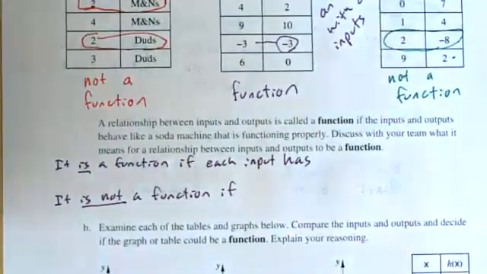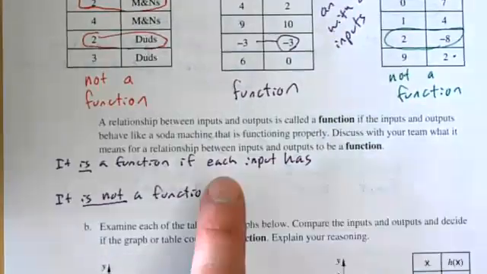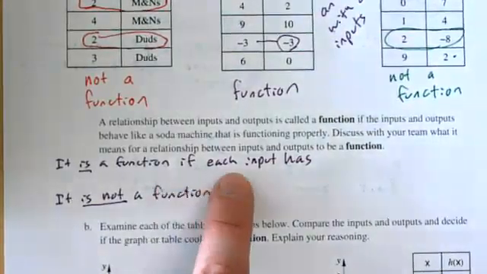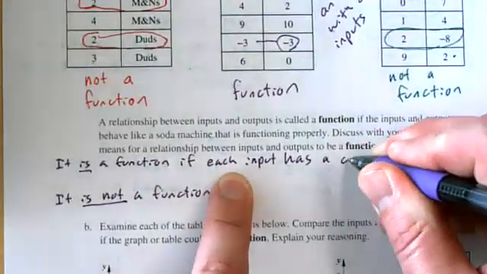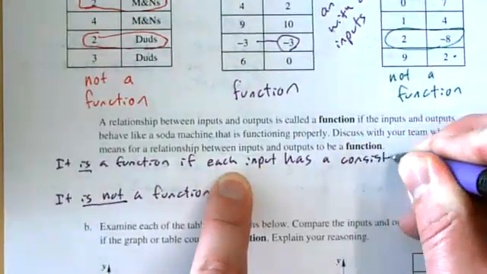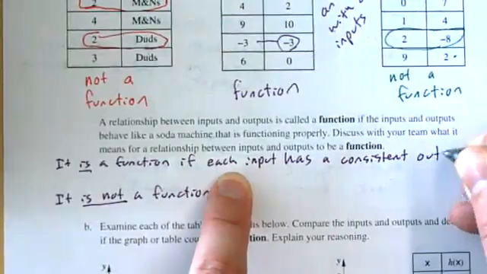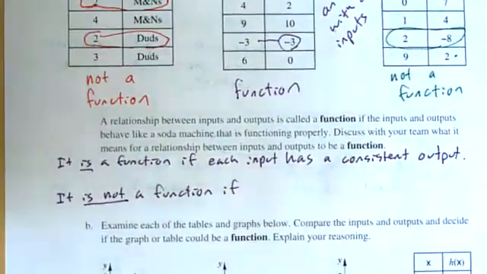Instead of saying has a different output, what could we say? Has a consistent output. I like that. So we could kind of combine those together. It is a function if each input has a consistent output. That's great. Hey, that's some good teamwork, guys.